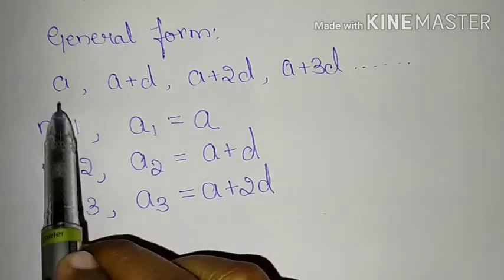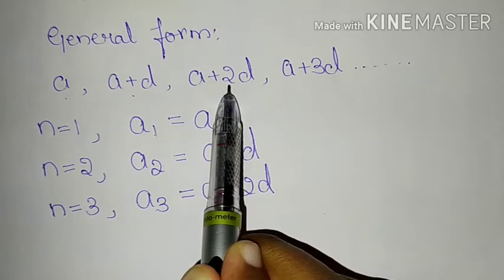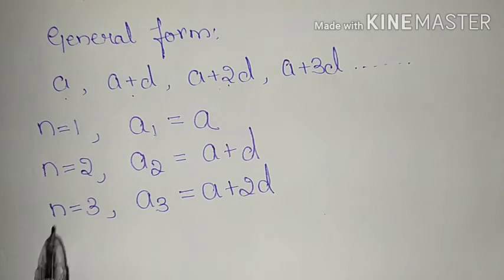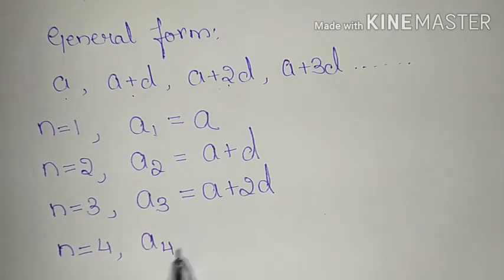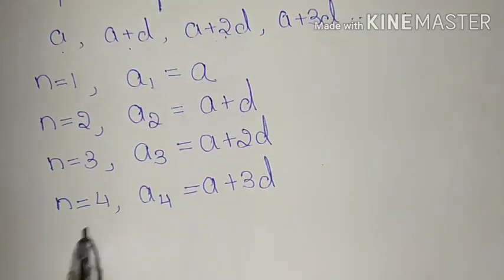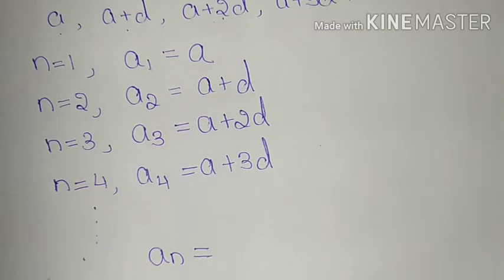In the first class I told you how this a plus d, a plus 2d came about. If you don't remember, go back to that video. Now similarly, n equal to 4 gives a4 equal to a plus 3d. If we go on continuing like this, what will be the value of an, where n is some number n?